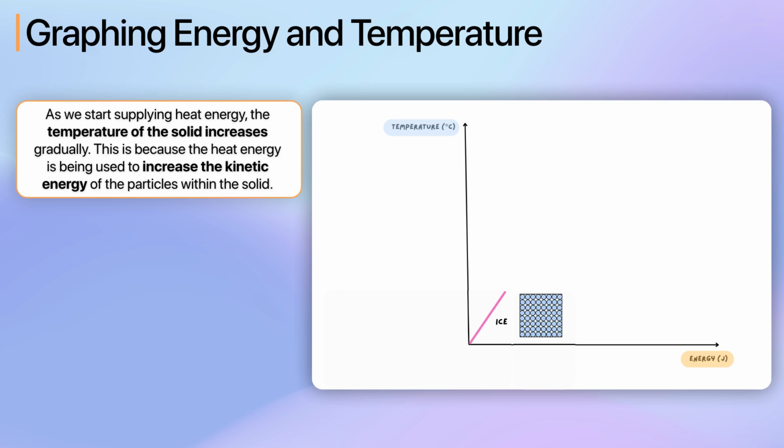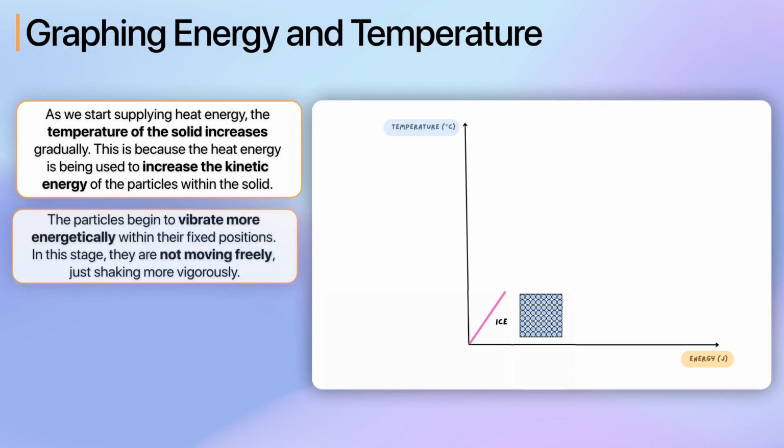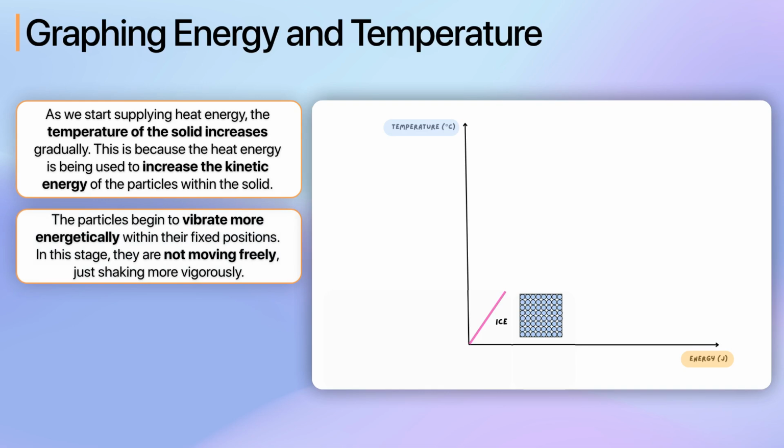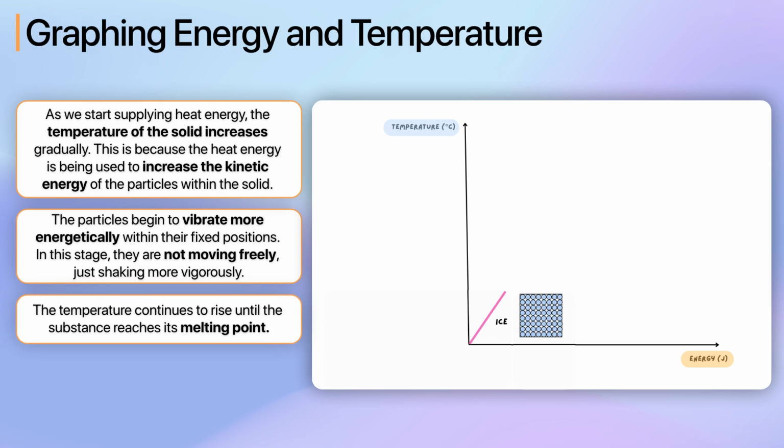This is because the heat energy is being used to increase the kinetic energy of the particles within the solid. The particles begin to vibrate more energetically within their fixed positions. It's important to note that in this stage, the particles are not moving freely. They are just shaking more vigorously. The temperature continues to rise until the substance reaches its melting point. This marks the end of the first stage.